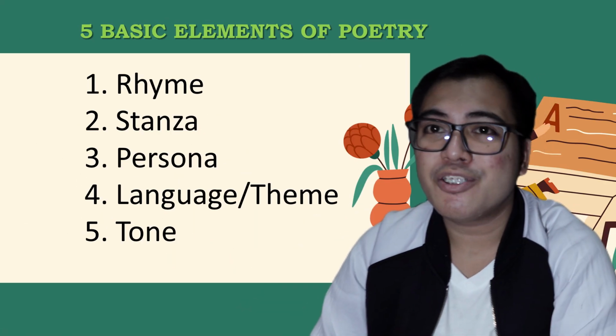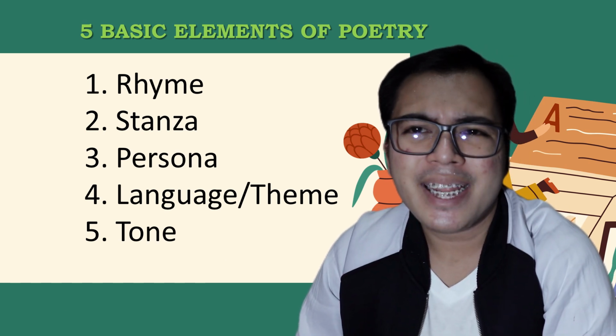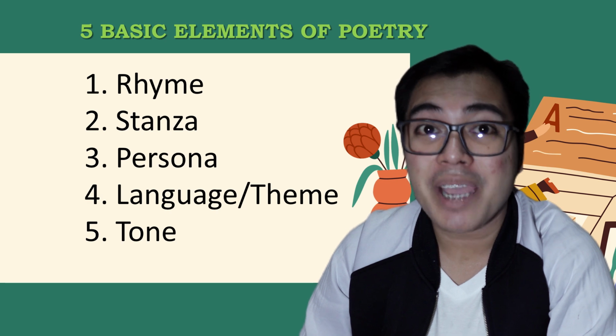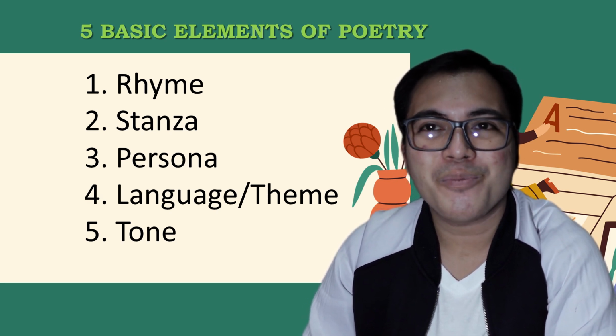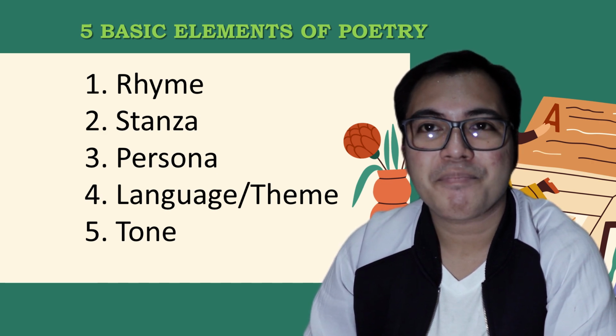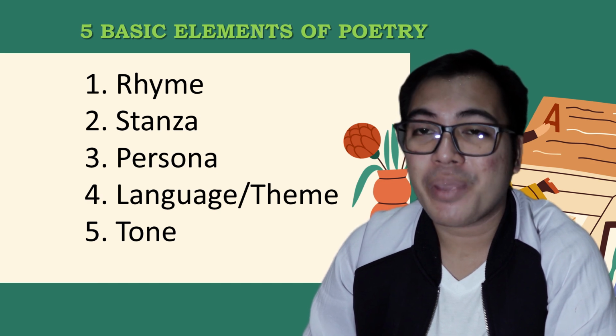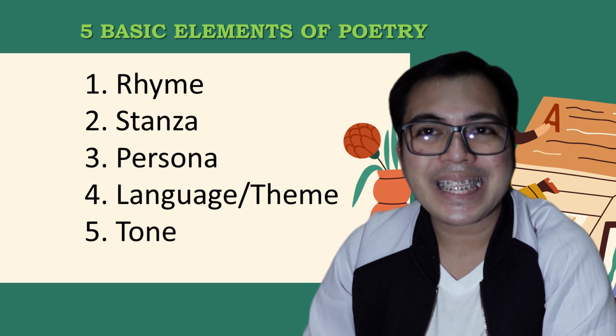Before we proceed to our discussion about the Siday of Nemesio Totoy Baldesco, let us first discuss the 5 basic elements of poetry. We have the first one, which is the rhyme. Second, we have stanza. Third, we have persona. Fourth, we have language. And theme. And lastly, we have the tone.